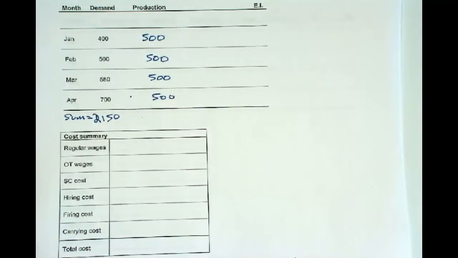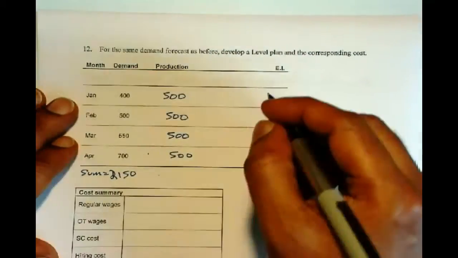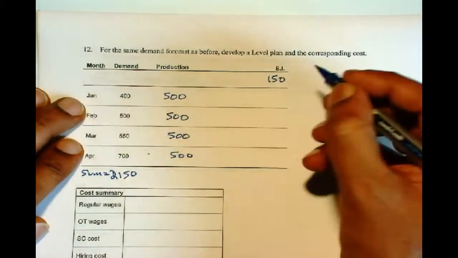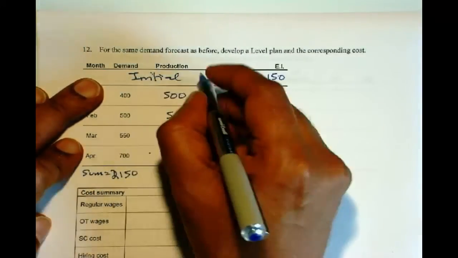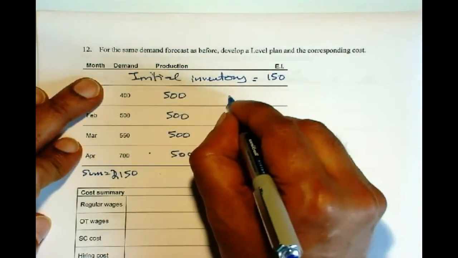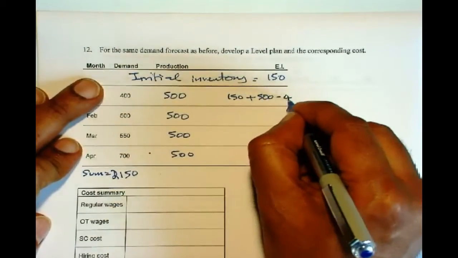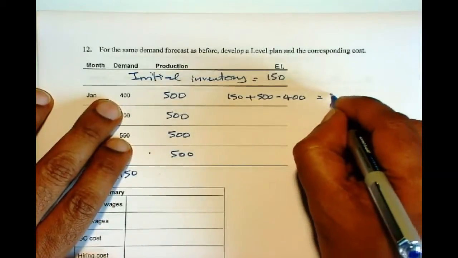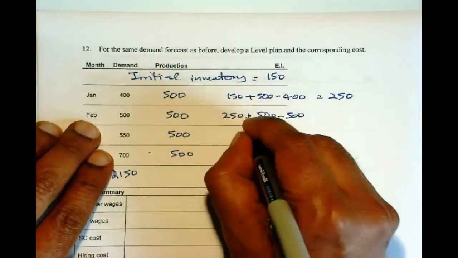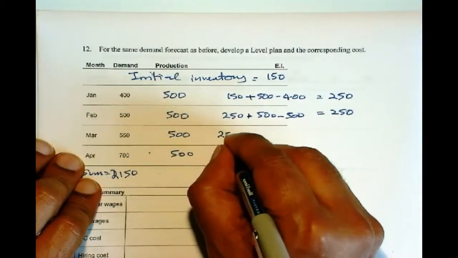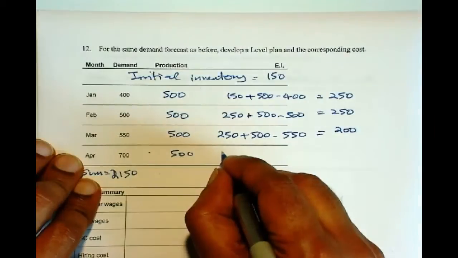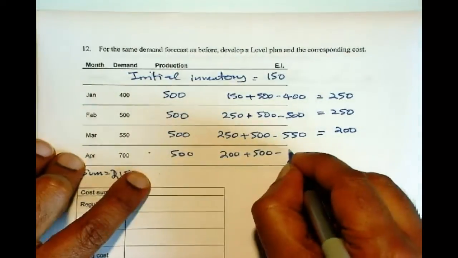The next step is to compute the inventories. So same formula like before. So ending inventory, so we have an initial inventory of 150. So that's given initial inventory. So we start with 150, we produce 500, and we consume 400 for demand, so that's 250. So then we start with 250 in this month, plus 500 minus 500 gives you 250. Then 250 plus 500 minus 550 will give you 200. And then 200 plus 500 minus 700 will be 0. So back to 0 there.